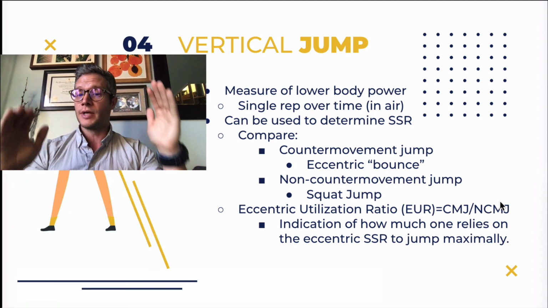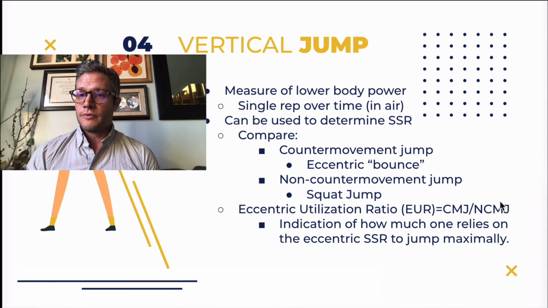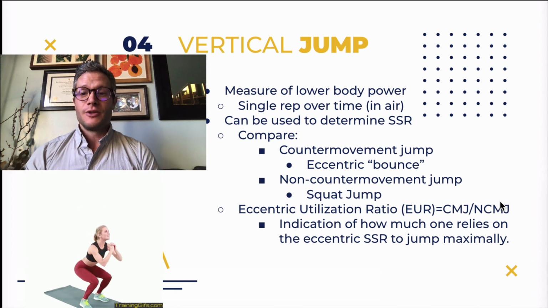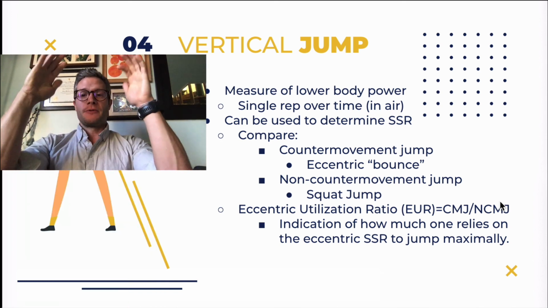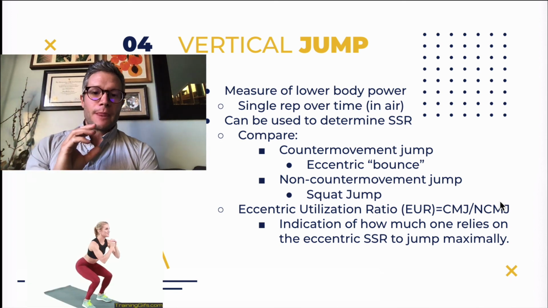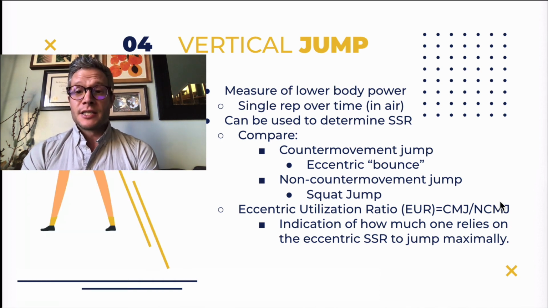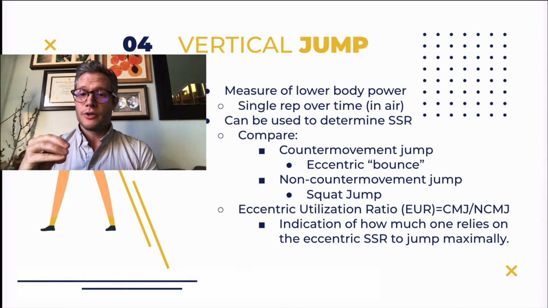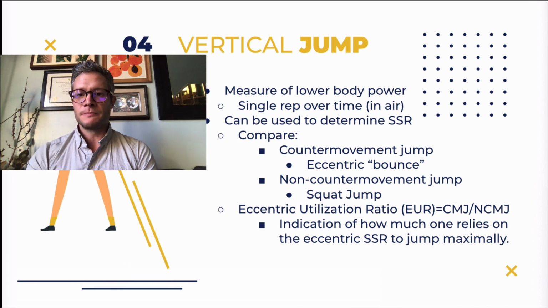So essentially you get to the bottom of your jump, you load up, and without a bounce, and this is actually very hard, so be very careful. You're purely jumping up, there's no bounce. What is the difference between those jump heights? And it'll tell you how much you're using that eccentric or that bounce bonus for when you do your jumps.